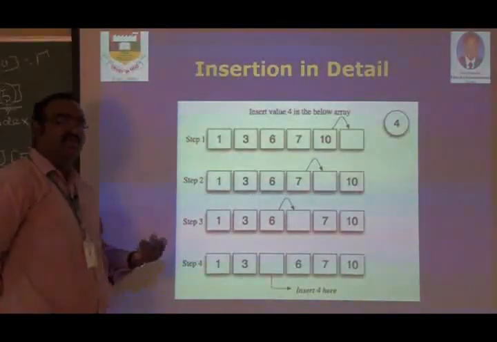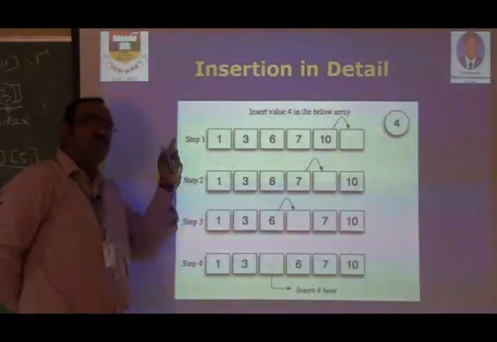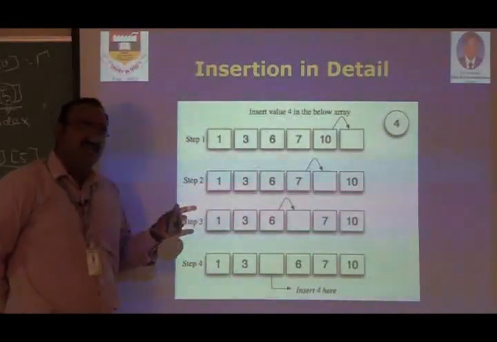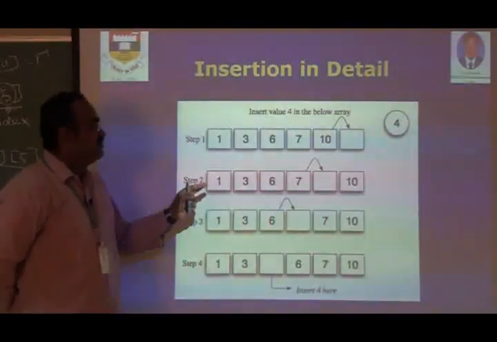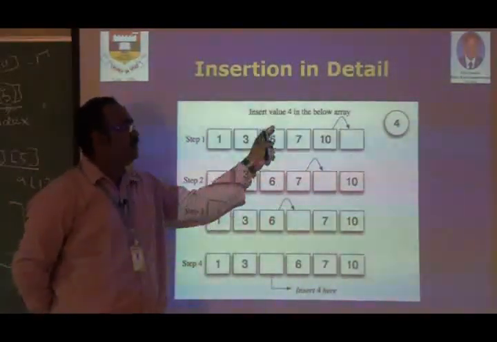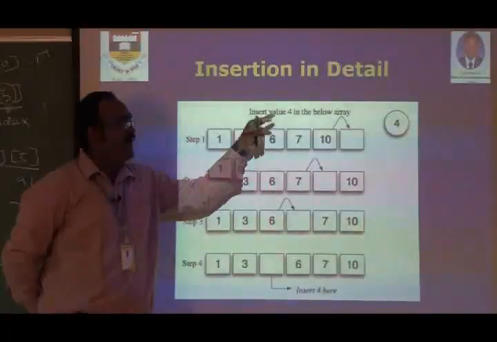Then it is an ordered list, so we check the value 4 against 1. 4 is higher than 1, and 3 and 4, so 4 is higher than 3. Then 6 and 4: 4 is less than 6. So we have to insert 4 in the third position. So third position we have to insert 4.